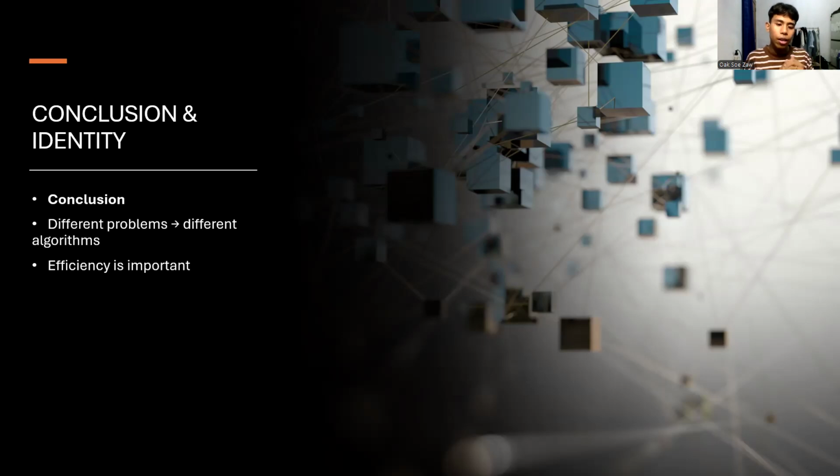Also, graph algorithms help solve network-based problems, and the last one, NP completeness, helps us understand the limits of computation in computers. Understanding these techniques really helps us become better problem solvers and better programmers in the future.